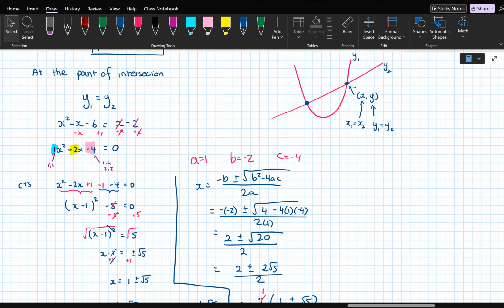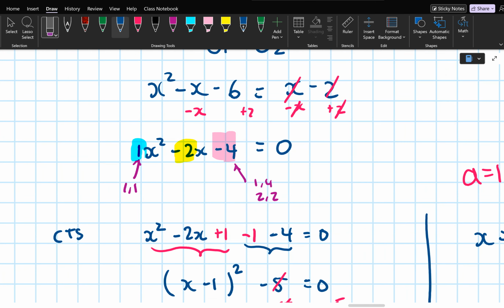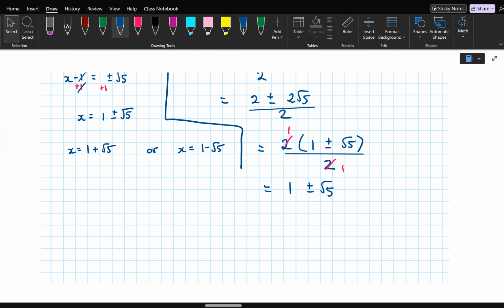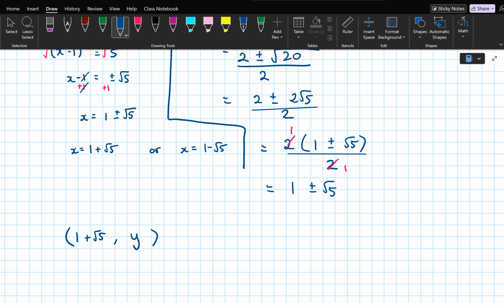Okay? So either way, from this step, we couldn't have factorized using cross method. We had to use either completing the square, or we can use quadratic formula. Now that we've done that, we've got x. Remember, the question was asking find the points of intersection. So if you're looking for the points of intersection, you now have x, which is 1 plus root 5. You're missing the y coordinate, right? Or it could be this one as well. You got 1 plus root 5, 1 minus root 5, and you don't know what the y coordinate is.